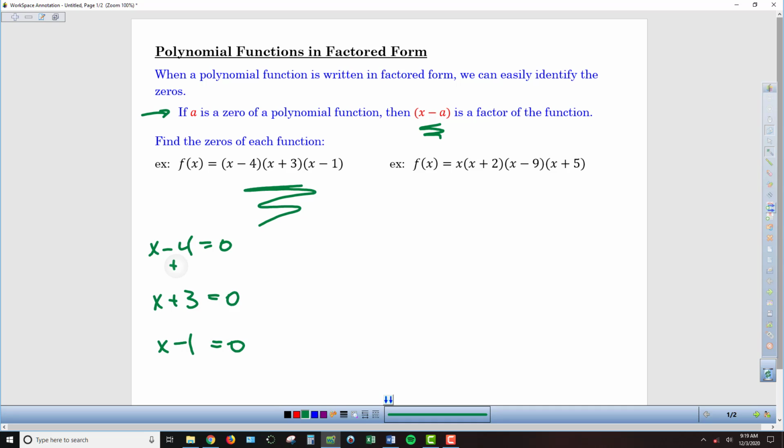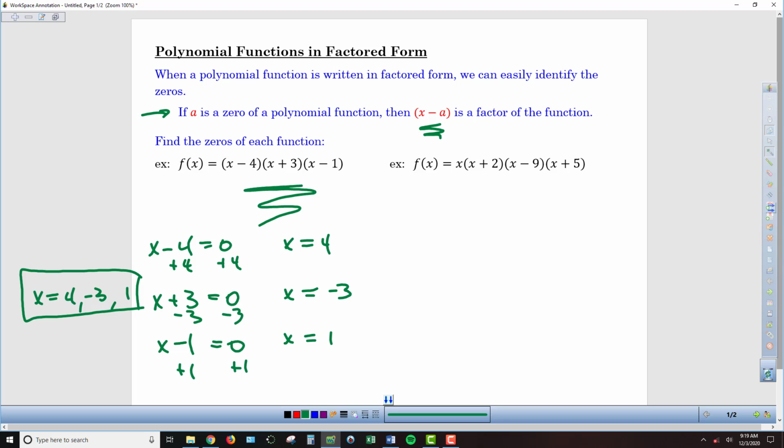So here, if I add 4 to both sides, we get x equals 4. If I subtract 3 from both sides in the second example, I get x equals negative 3. And if I add 1 to both sides of the last one, I get x equals 1. So taken all together, x equals 4, negative 3, and 1 are the zeros of this polynomial function.